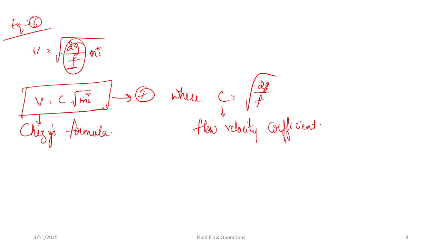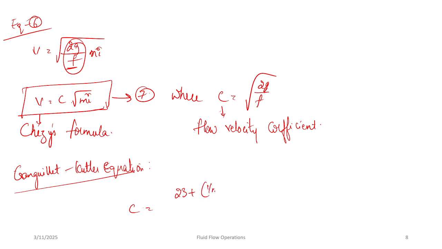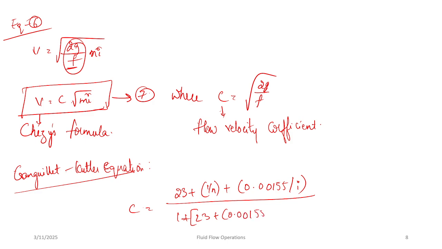So C can be calculated using two equations. One is the Kutter equation, and the other one is the Bazin equation. Let me write both the empirical formulas. So first one, C will be equal to 23 plus 1 by n plus 0.00155 by I, divided by 1 plus 23 plus 0.00155 by I into n by square root of m. Okay. So this is one equation. Let's say this is equation 8.